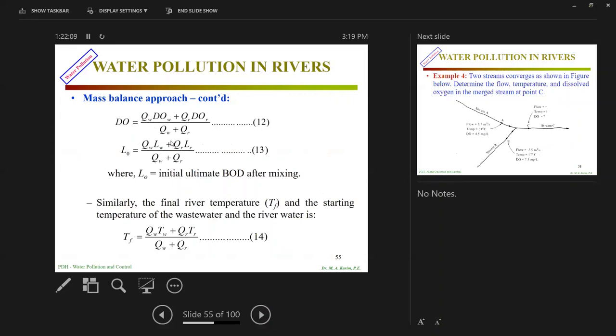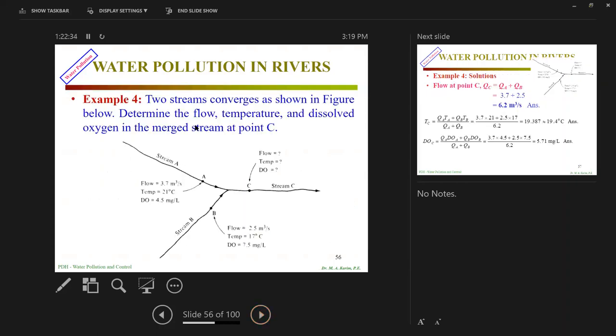The way we weight it: if I have a dissolved oxygen for the waste and for the river, and a flow rate of the waste and of the river, then the weighted average would be the flow rate of the waste times the dissolved oxygen of the waste, plus the same for the river, divided by the total flow, okay? So this is called the weighted average. The same can be done for temperature. So this is the problem where we'd like to see how we make this weighted average.